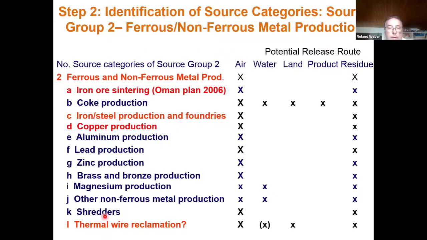One area I highlight, which countries often forget, is thermal wire reclamation. You have copper cables in electronic waste, and normally they are recycled, but often this is just done by the informal sector. This has quite a high dioxin release. So it's interesting to see if there is any of this activity in Oman, and how many of these cables are burned.